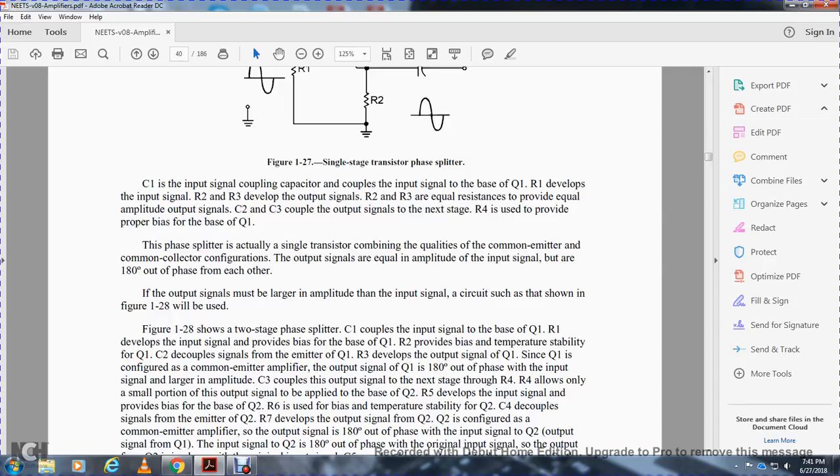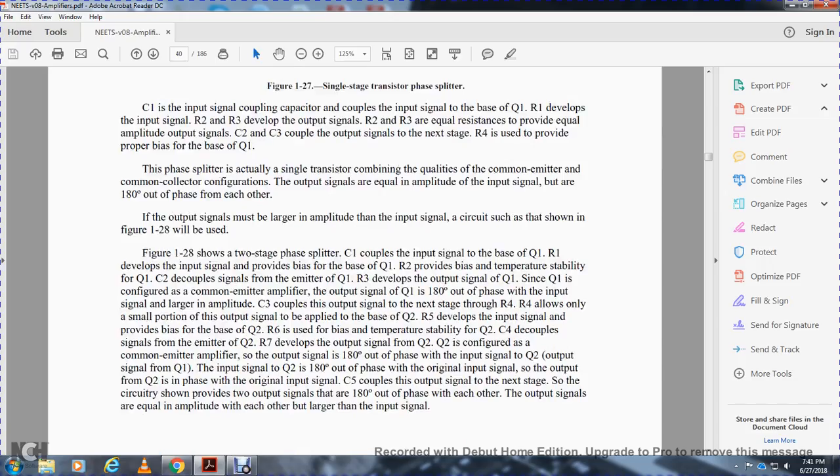The phase splitter for the actual signal combines the qualities of the common emitter and the common collector configuration. Output signals are equal in amplitude. Output signals are 180 degrees out of phase with each other. If the output signal needs a much larger amplitude than the input signal, the circuit shown in figure 128 will be used.